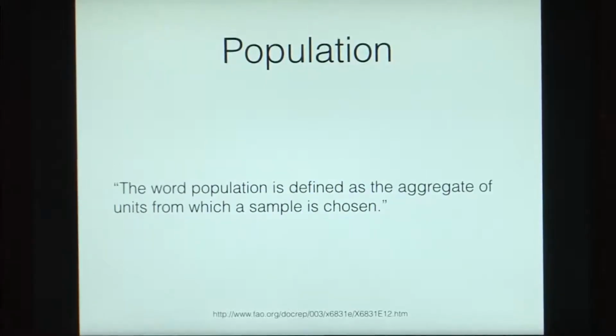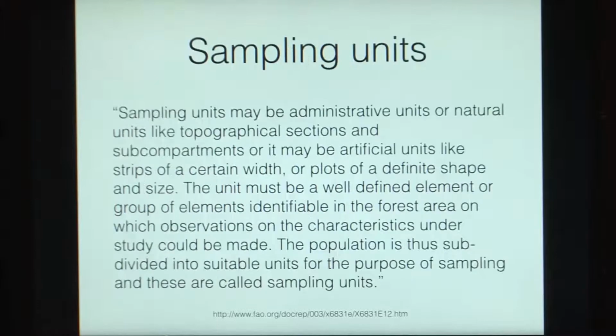When we are talking about populations and sampling, how do we define a population? The word population is defined as the aggregate of units from which a sample is chosen. For instance, in the case of a forest, we have n number of trees. All these trees together form a population. That is the aggregate of all different units. One unit in this case is one tree. So the aggregate of all the trees in the forest from which we are going to choose a sample is called the population.